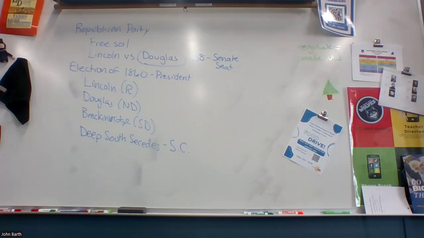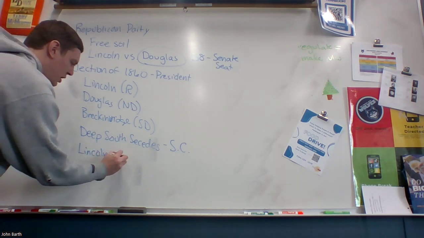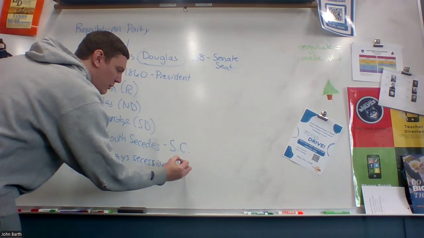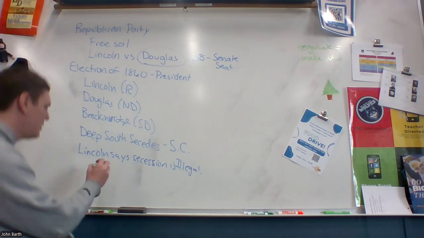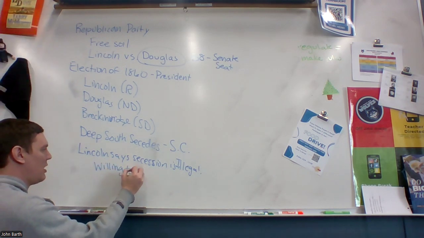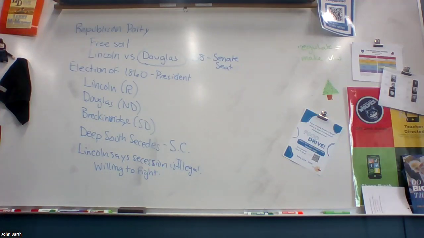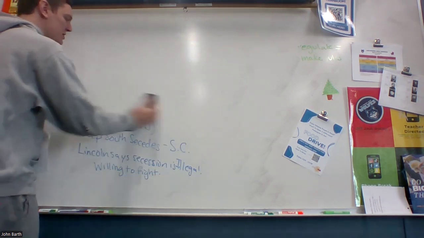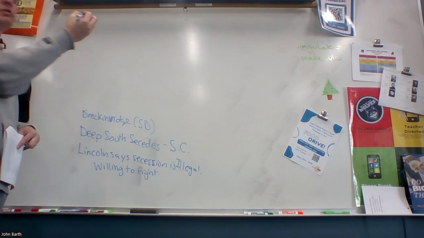It's not till later on that Lincoln says in his first inaugural address, secession is illegal. And he says he's willing to fight. So, for example, when we have military bases in the South, he is going to defend that. He's going to send resources and supplies to these bases around the South, like Fort Sumter.